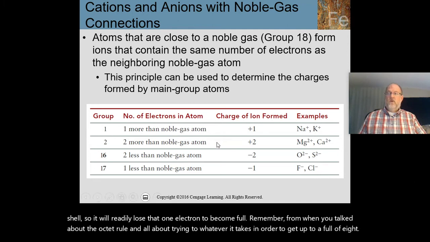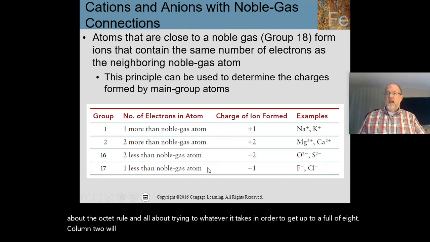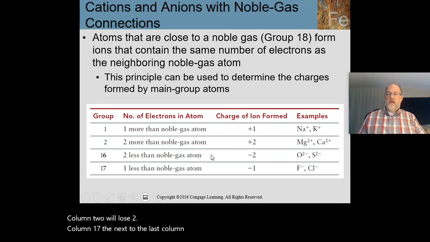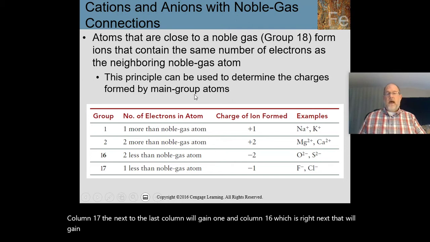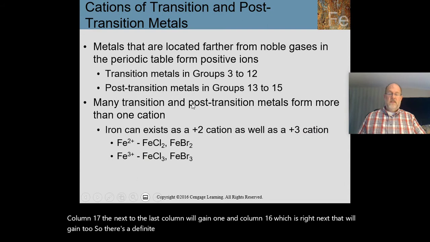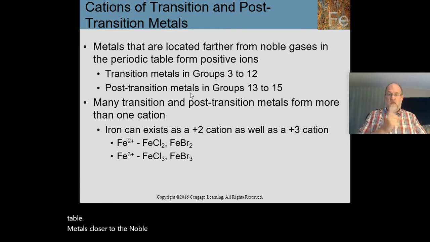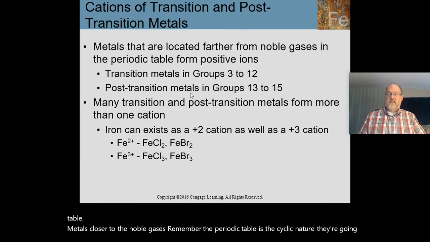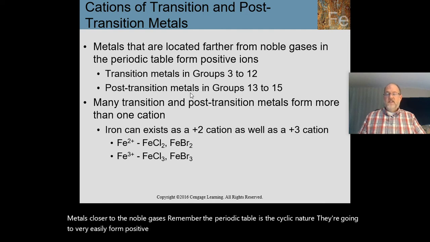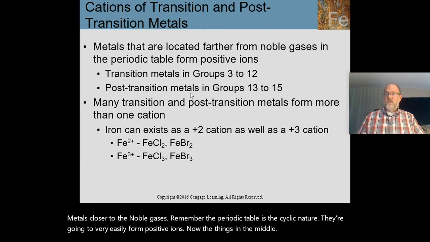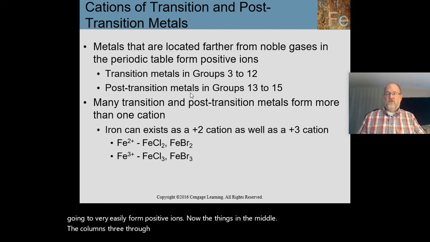Column 2 will lose 2. Column 17, the next to the last column, will gain 1. And column 16, right next to that, will gain 2. So there are definite patterns associated with the atoms on the periodic table. Metals closer to the noble gases, remembering the cyclic nature of the periodic table, are going to very easily form positive ions. Now, the things in the middle, columns 3 through 12, act really oddly.